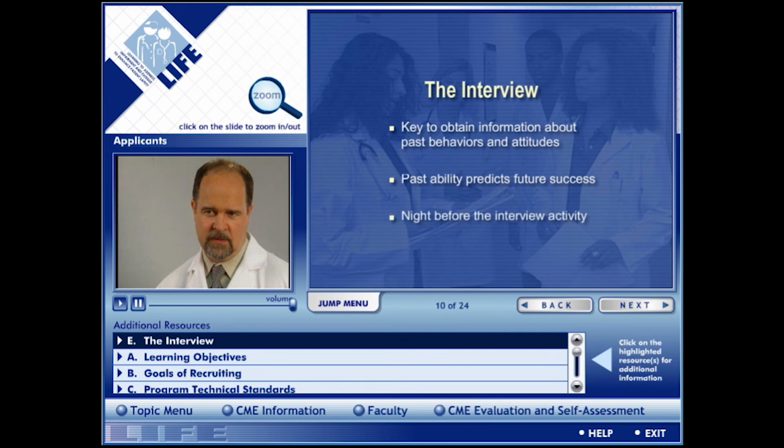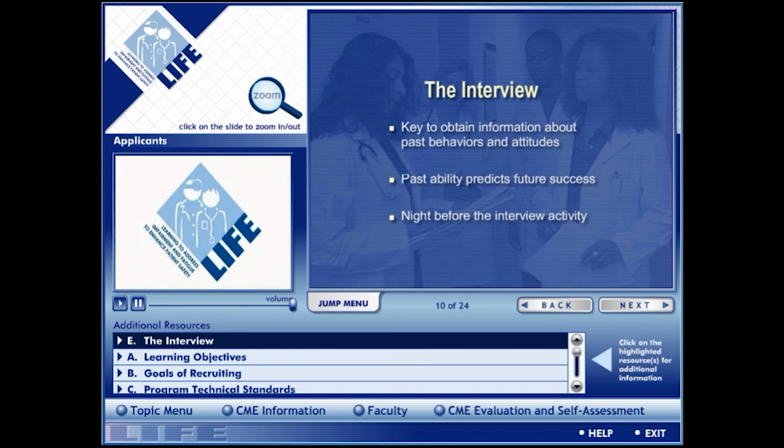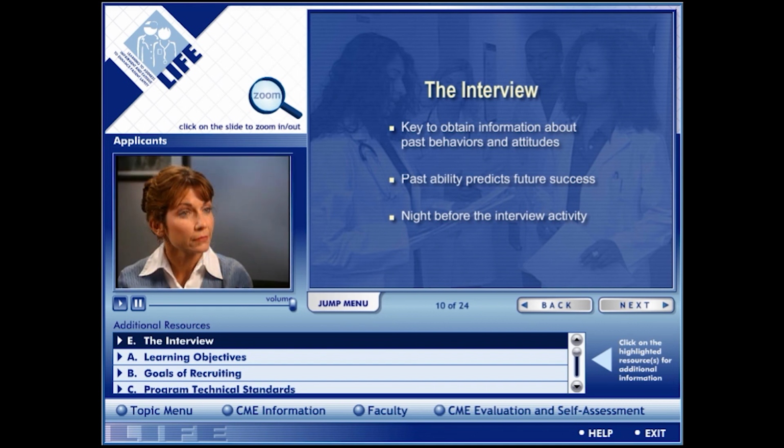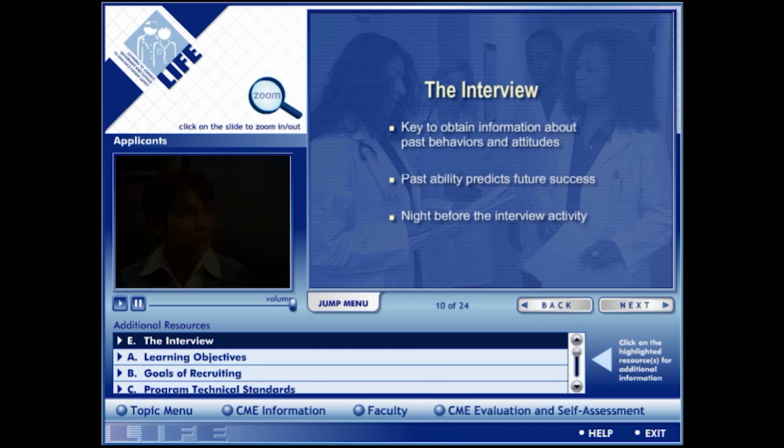Many departments have instituted a night before the interview social event that involves the applicants and the current residents, but usually does not involve faculty. This type of function allows the applicants a pleasant and informal introduction to the program, while maximizing peer interaction, with the potential for valuable feedback from your current residents.